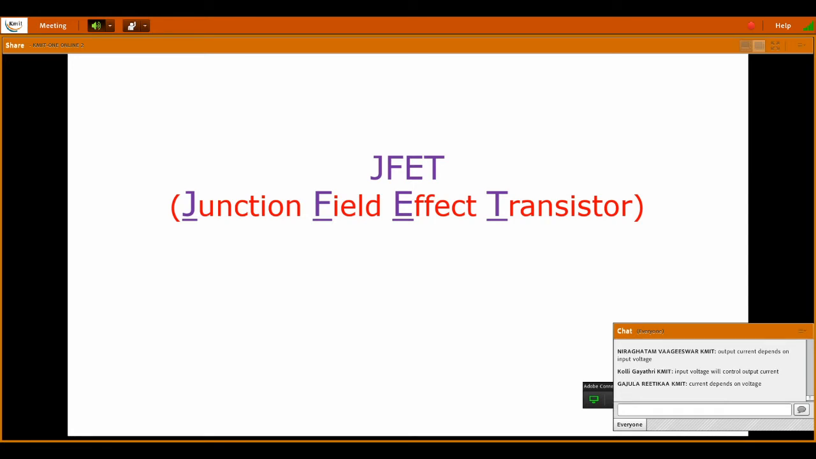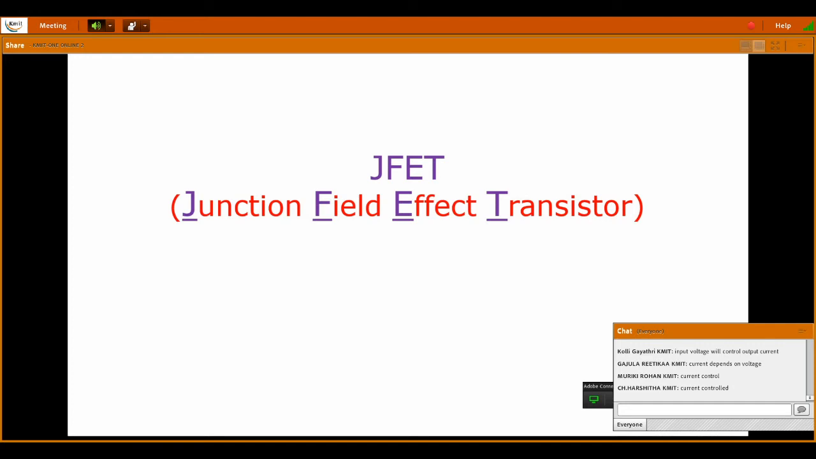And what is BJT? BJT is a current control device. Current depends on voltage. Yes, very good. So that is the basic difference between BJT and FET.